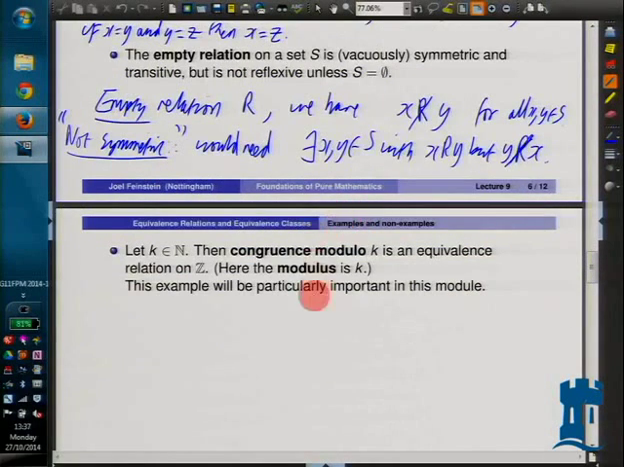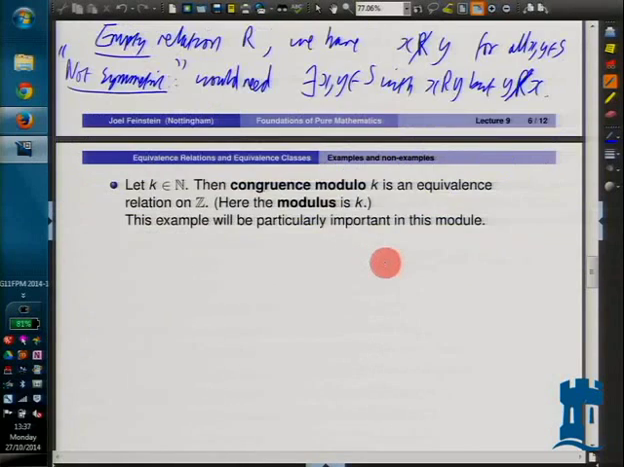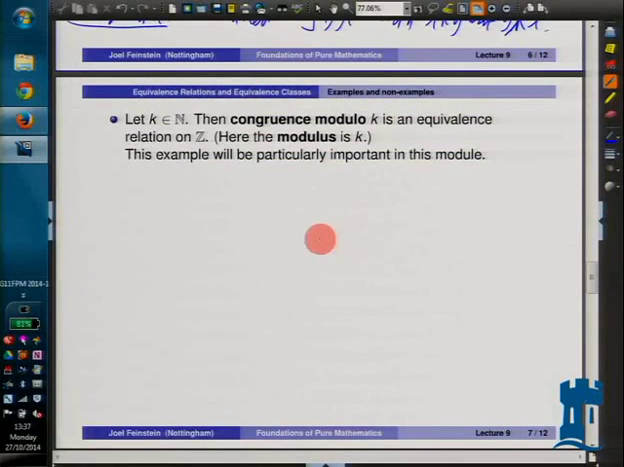Okay. Congruence modulo k. Here's one of our most important examples. We did k equals 2 earlier.